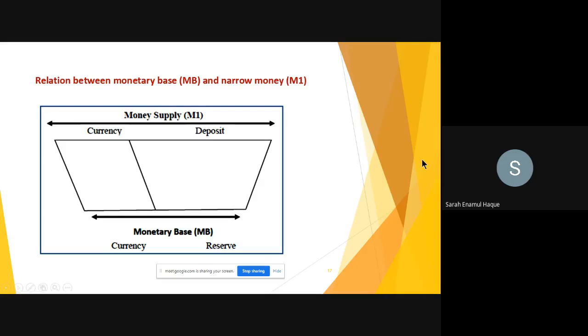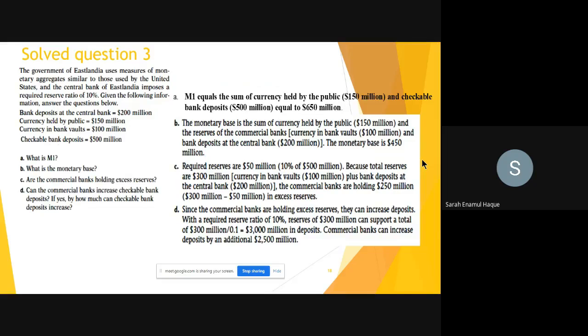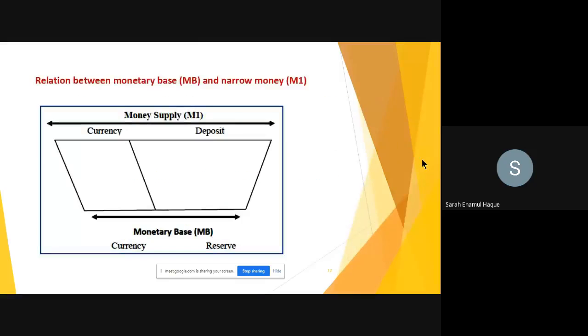Okay. This diagram is not so important because I will never ask you to draw it. This is just for your understanding. What we need to do is be able to solve questions based on these topics.